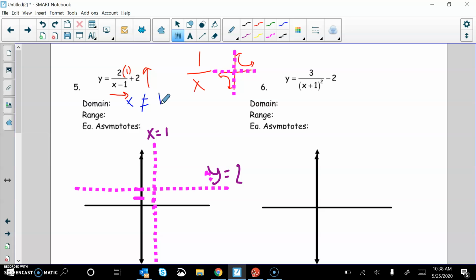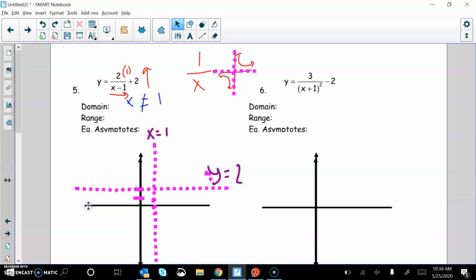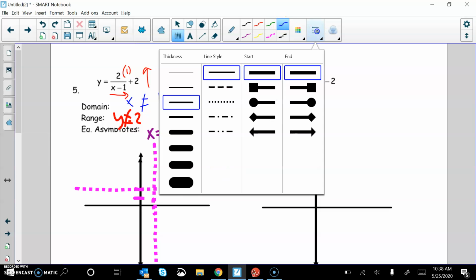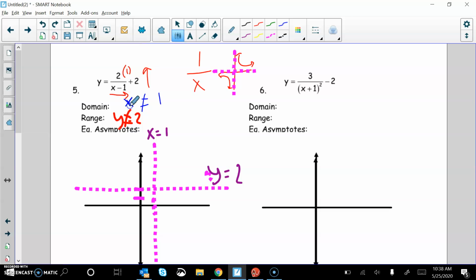Your range, you can tell from down here, the y values will hit everything except 2. So every y value except 2 is allowed. If you want interval notation, you go negative infinity to 2, union with 2 to positive infinity, parentheses around everything. All right, the asymptotes, we already wrote them down. X equal to 1 is the vertical asymptote. Y equal to 2 is your horizontal asymptote.